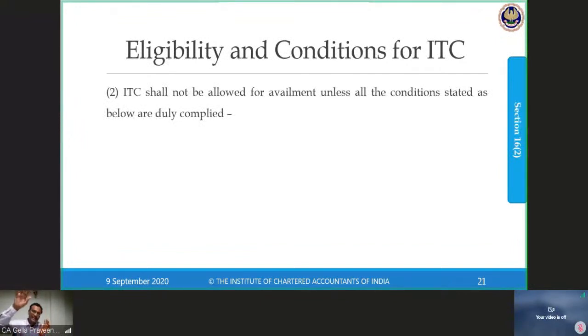So you can first check, is it available? Yes. Now I'll come to the second condition. Okay, I have intention to use, used or intended to be used. Second thing, I have to use it in the course or furtherance of business, yes. Now what is the further condition?